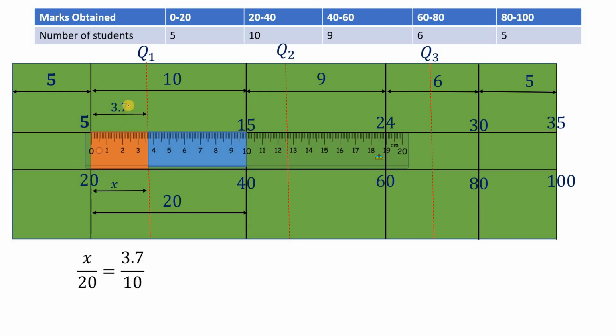Hence we can write 3.7 divided by 10 is equal to x divided by 20.